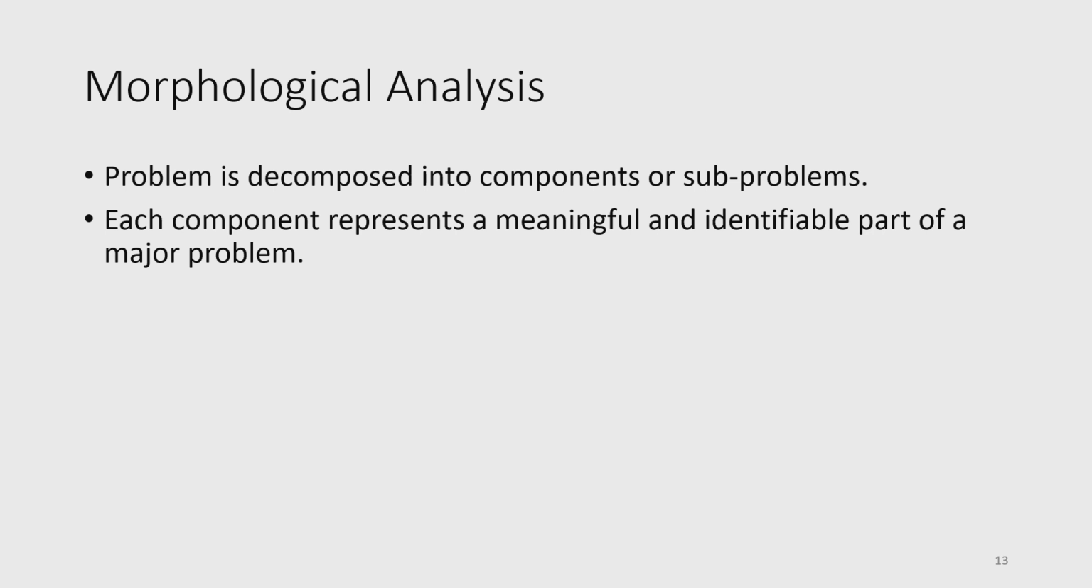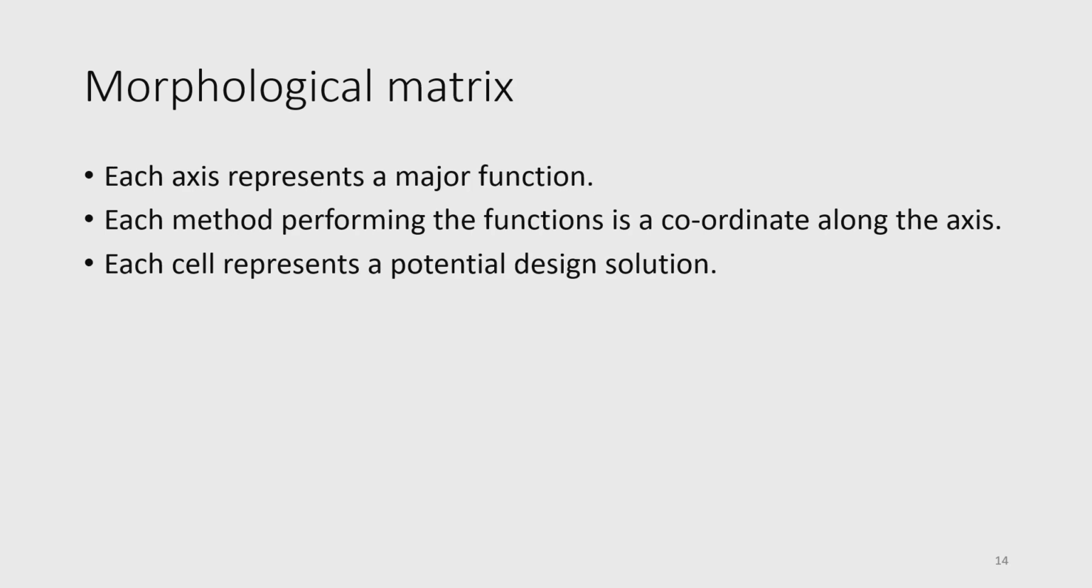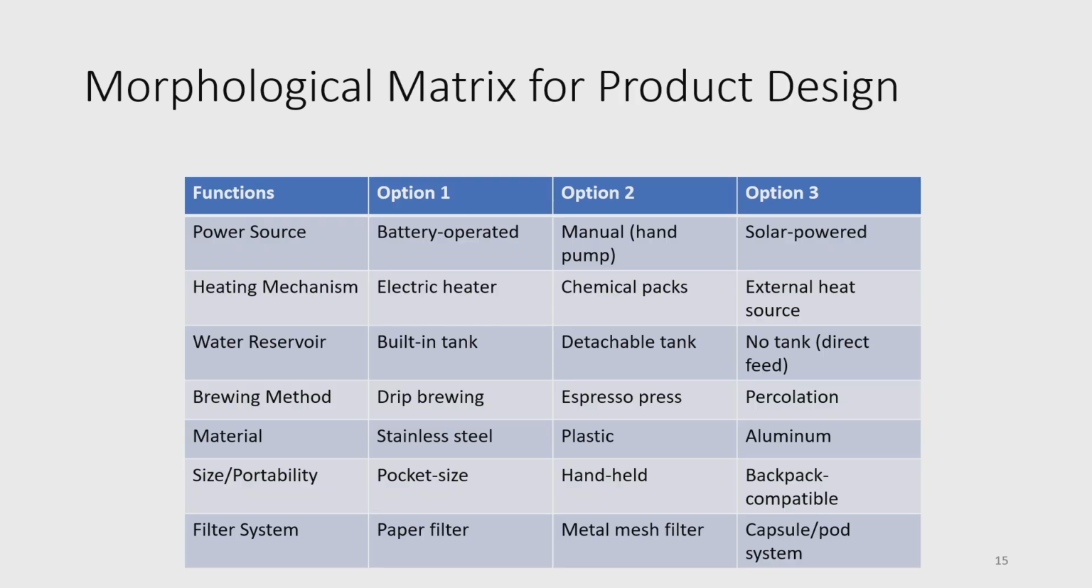Another type of analysis method is morphological analysis. The problem is decomposed into components or sub problems, and each component represents a meaningful and identifiable part of a major problem. So, what type of thing can be done? We can make a morphological matrix. Each axis represents a major function. Each method performing the function is a coordinate along the axis and each cell represents a potential design solution. Other dimensional matrices can also be made, but we cannot make a 3-dimensional matrix.